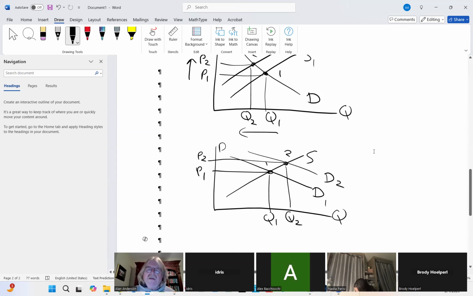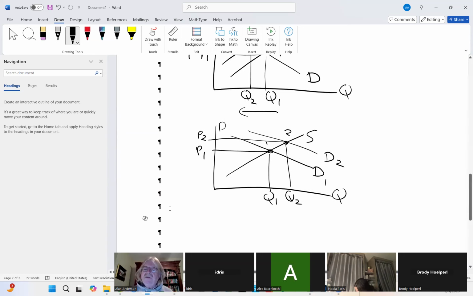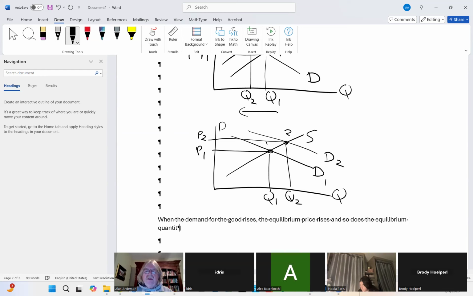So what this is telling us is that the equilibrium price rises, and so does the equilibrium quantity. In other words, if people want more of this product, they can have it if they're willing to pay for it. So if you want more, you have to expect to pay a higher price for it.